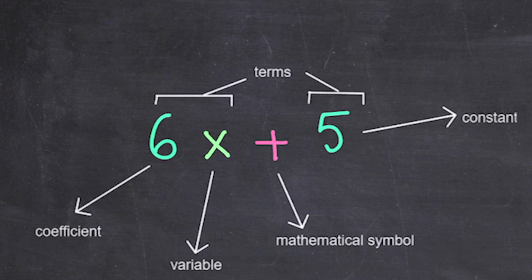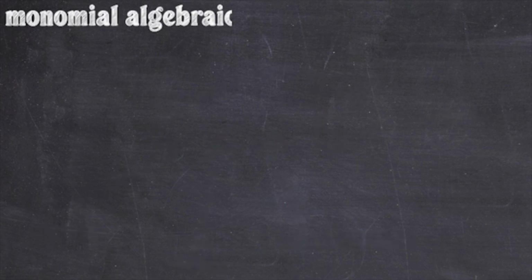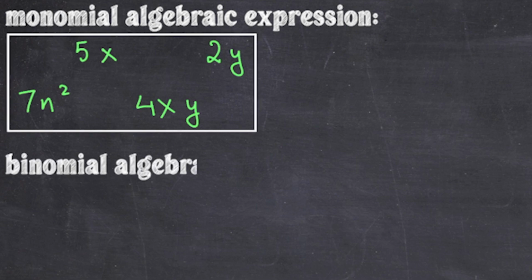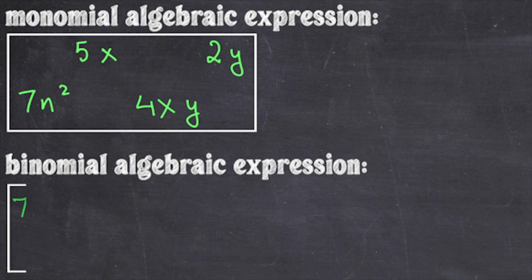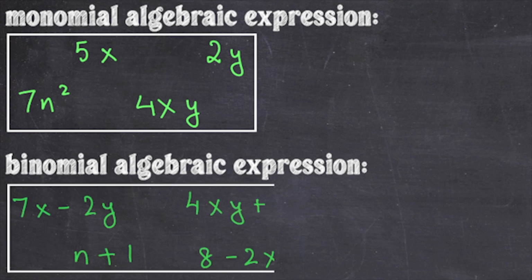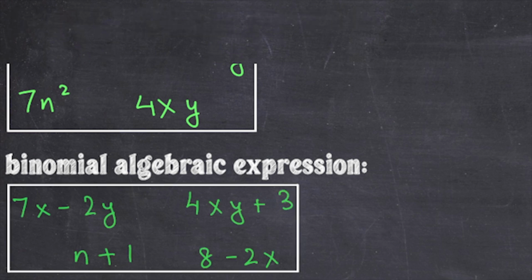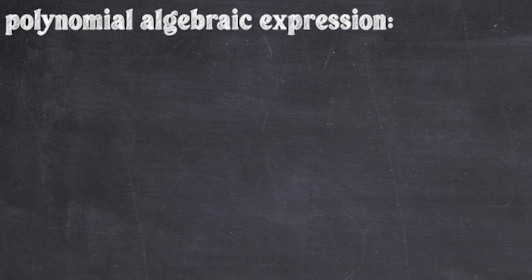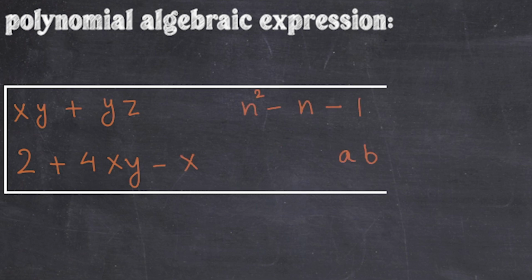As we mentioned a little while ago, the number of terms decides the type of algebraic expression. Let us now look at the different types of algebraic expressions. A monomial algebraic expression has only one term. A binomial algebraic expression has 2 terms, just like the ones we were looking at a while ago. A polynomial algebraic expression has more than 2 terms, with some of the variables having exponents.